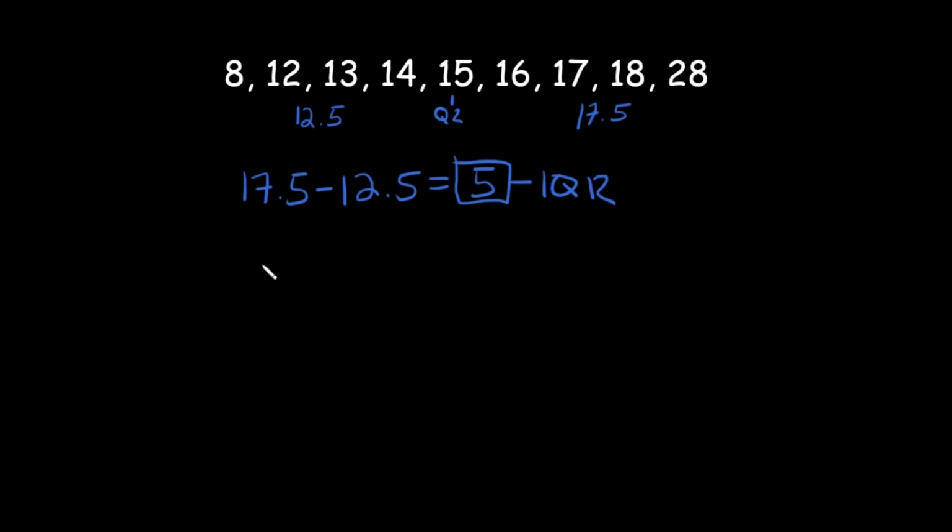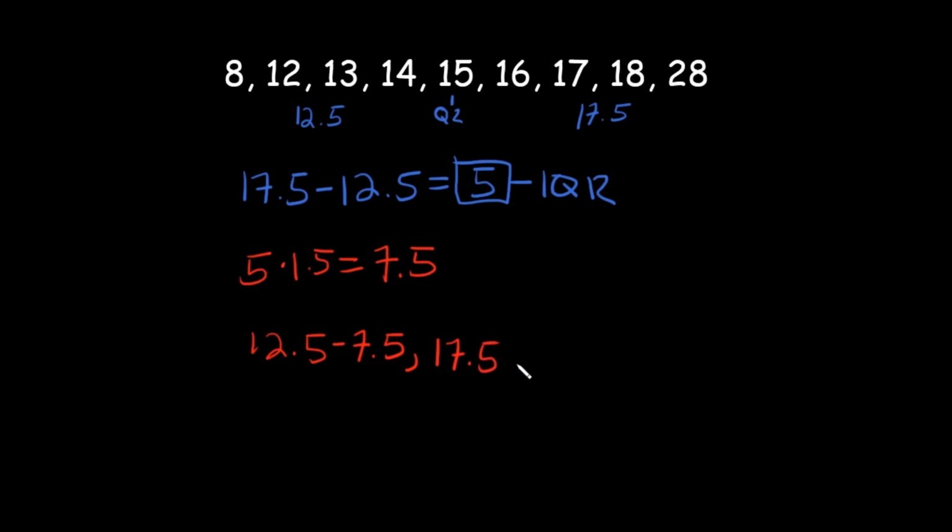5 times 1.5. And this gives us 7.5. And now we're going to subtract this from the lower quartile. So 12.5 minus 7.5. And then comma, we're going to add this to our quartile 3, which is going to be 17.5 plus 7.5.